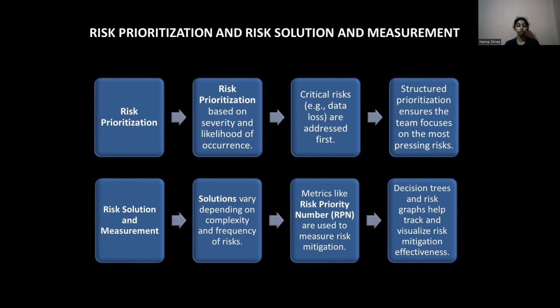To measure the efficiency of risk mitigation, teams often use metrics such as the risk priority number, which is calculated by multiplying severity, occurrence, and detection values. This allows teams to focus on solving the most critical and probable risks first. Visualization tools such as decision trees or risk graphs can also be used to track and visualize the effectiveness of risk mitigation.